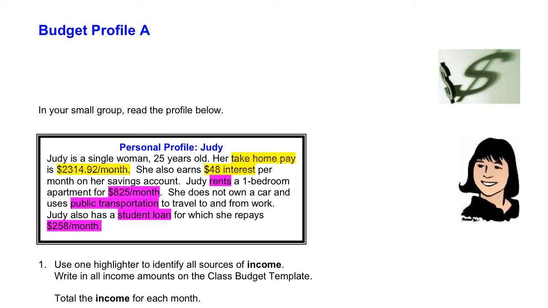And then in pink, I've highlighted that she has rent at $825 a month and that she doesn't own a car, so she uses public transportation to travel to and from work. She also has a student loan that she repays at $258 a month.